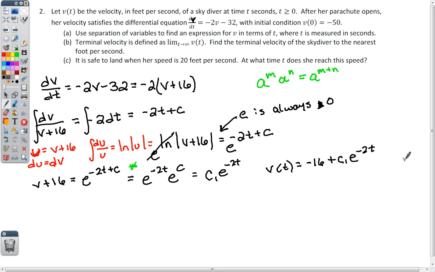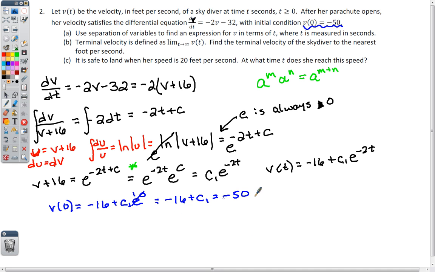Okay? But we're not quite done yet. They also tell us that v of 0 equals negative 50, right? So that's our last step. So I'm going to say v of 0 equals negative 16 plus c1 e to the, well, negative 2 times 0 is 0, and e to the 0 is 1, right? So that's going to be negative 16 plus c1. And v of 0 is negative 50.